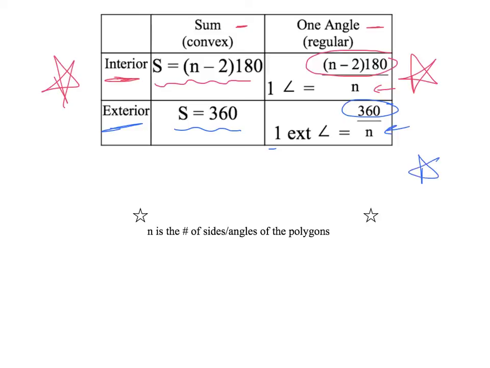Know this chart, please. You'll have to fill this in at some point. Remember, n is not only the number of sides, but also the angles inside of your polygon.